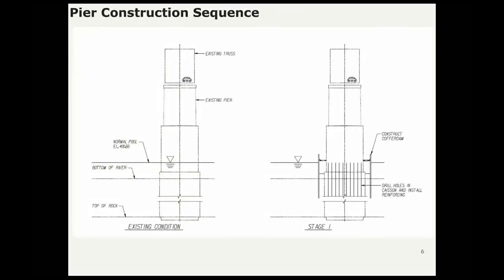So the existing condition of the pier is on the left, so you can see where the water level, the bottom of the river, the top of the rock is, and then the existing pier stem. The first step in the strengthening was going to be to install a cofferdam around that pier stem and dewater it, and then perform that caisson strengthening, which was getting down there, drilling holes in the caisson, dropping in rebar and grouting them into place.